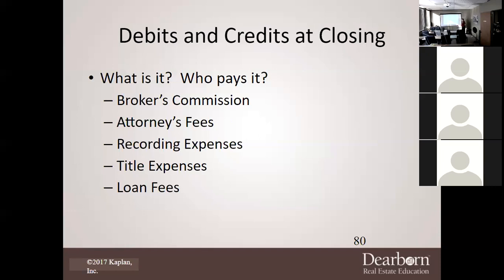What about title expenses? Who's going to pay title expenses, Stephen? Be careful there. Think about it. It could be either. It could be both. Whenever it checks, it says seller or buyer. It could be split. There's many different things, but it basically pays for the title. And loan fees, of course, now who's going to pay the loan fees? Common sense, the buyer.